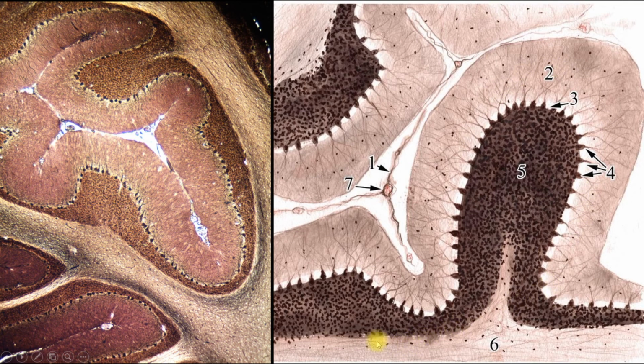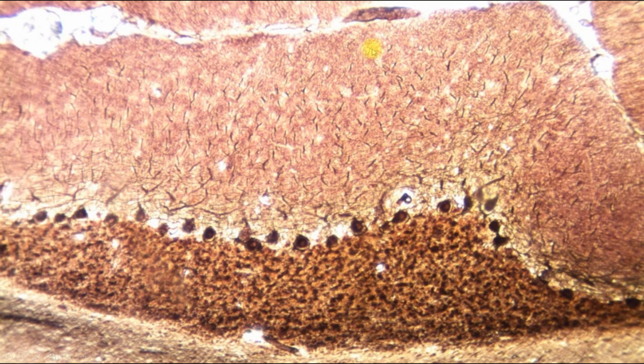The cerebellar cortex has three layers. We can distinguish them: first layer, second, and third. And under them we can see white matter. So what are the layers of the cerebellar cortex? First one, second, and third.